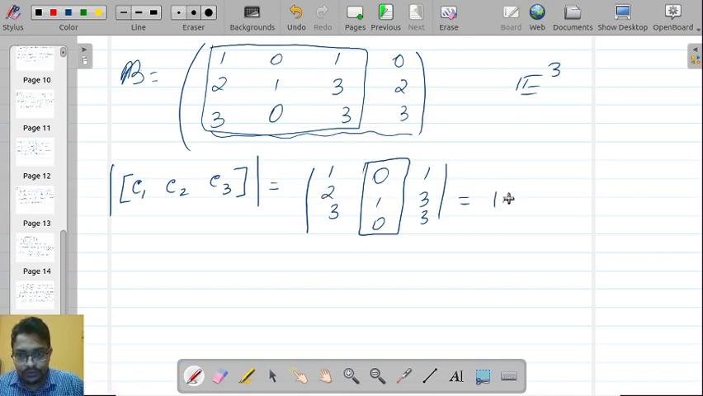This is 1 into, if I remove this, 1 1 3 3. So this comes out to be 3 minus 3, that is 0.